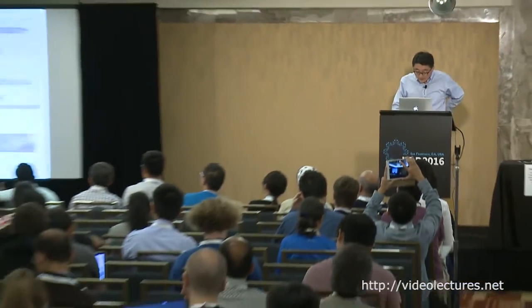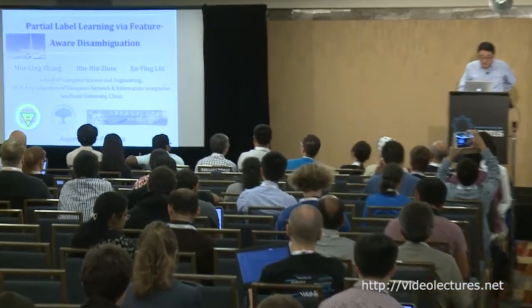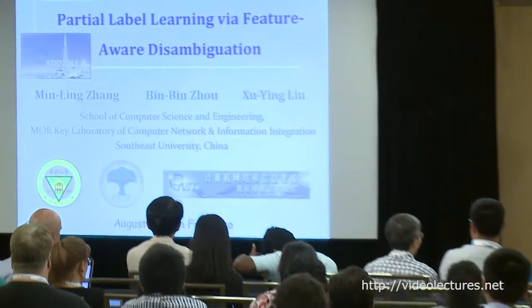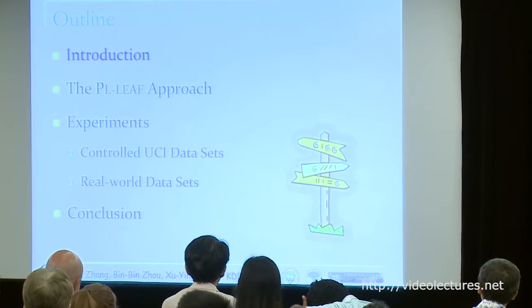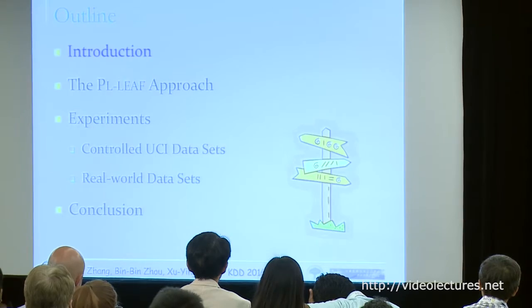Right. So the title of this paper is about partial label learning. This is the new problem this paper is trying to solve, and feature-aware disambiguation is the approach they propose to solve this problem. This work is proposed by Zhang Minling and Zhou Bingbing Liu Xu. They're from Southeast University of China. So this is the highlight of the slides.